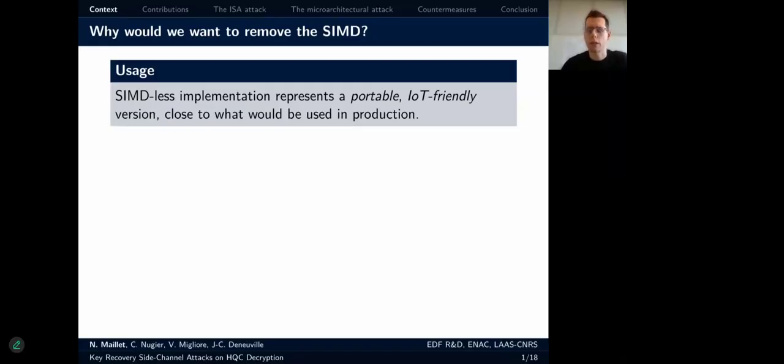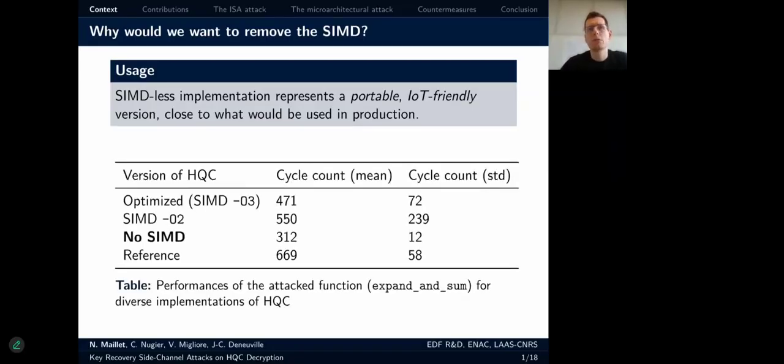Close to what will be used in production with some IoT machines, right? We also made some comparison for the specific function that we are targeting, and for this function the SIMD-less implementation is faster, which can be explained because the compiler compiles it in fewer instructions than the optimized version. So the throughput being the same, it's quite normal to have a lower cycle count for the SIMD-less implementation.